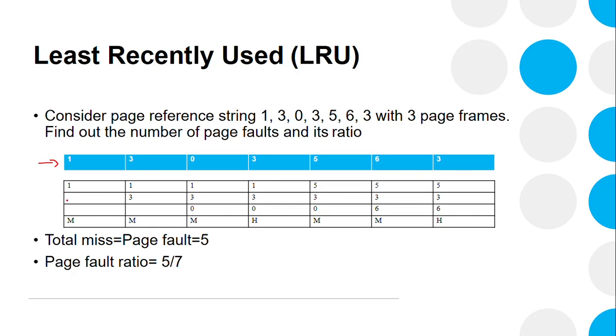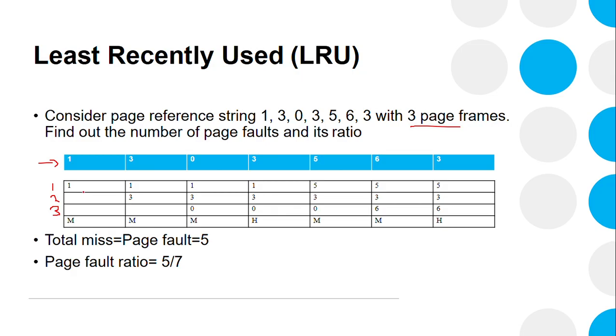Then we have to create a table with a number of rows and number of columns. The number of columns depends upon the string length and the number of rows depends upon the frames. So we have 3 frames. So 1, 2, 3. So 3 rows. And the last row is to write miss or hit. So let us check the first string. So 1. Initially, this table will be empty, and one by one we have to add the number, and then we have to write miss or hit.